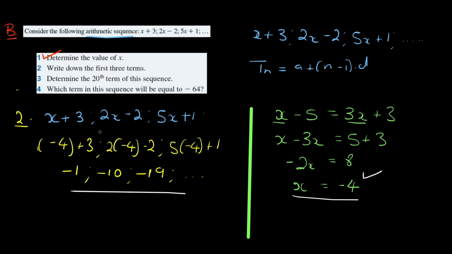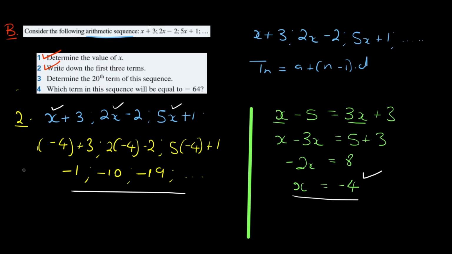We achieved them by just substituting the values of x that we calculated in the previous question. So we would have answered the second question. When we move on to the third question, it's asking us to determine the 20th term of the sequence. So to determine the 20th term, we have to calculate our general term.